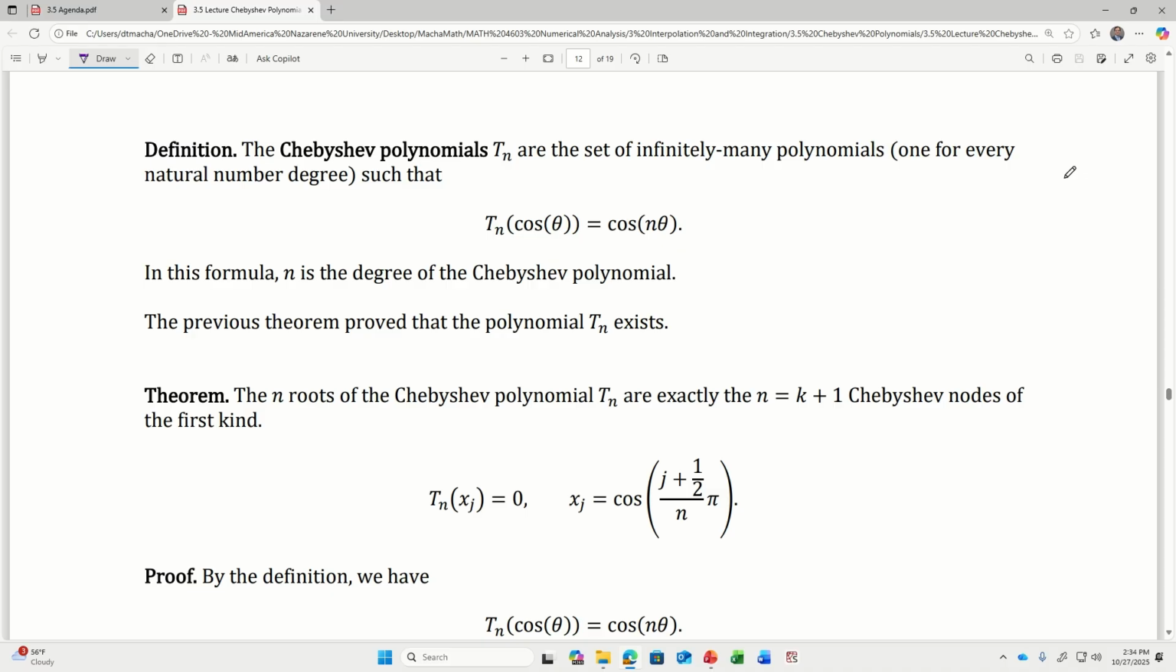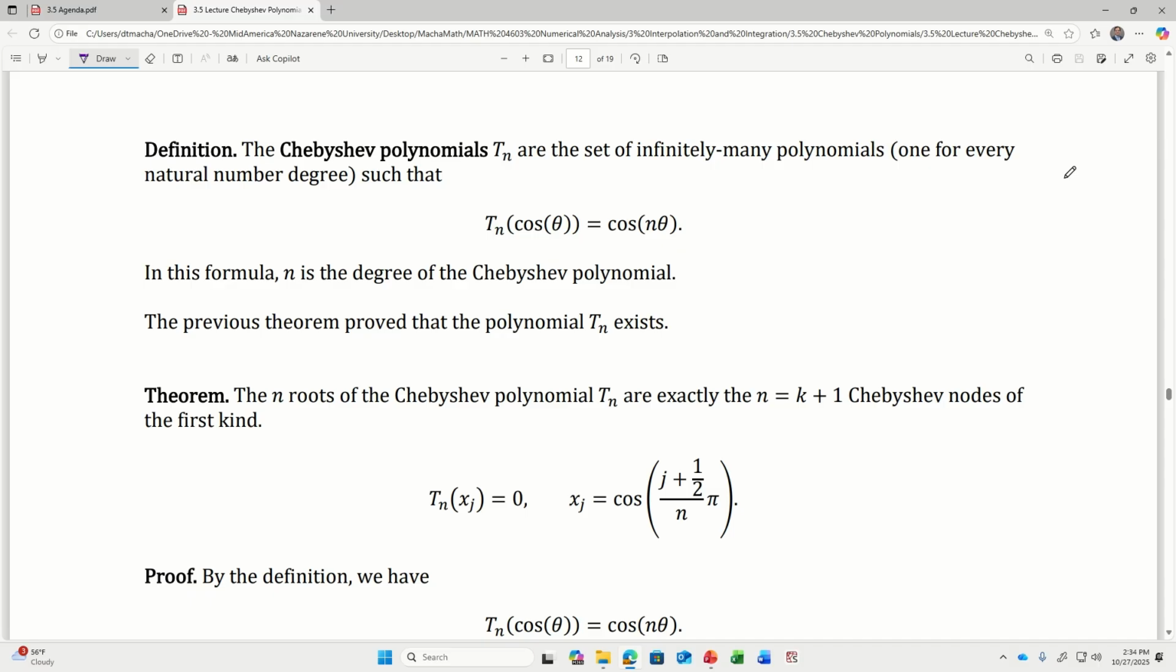Now, you finally get to learn what a Chebyshev polynomial is. Ben's excited. The Chebyshev polynomials are the set of, and there's infinitely many polynomials. There's a Chebyshev polynomial of every degree. There's a degree 0, degree 1, degree 2, degree 3 Chebyshev polynomial. But this is how they're defined. It's a polynomial of cosine theta that is equal to cosine of n theta. The lowercase n is the degree of the Chebyshev polynomial.